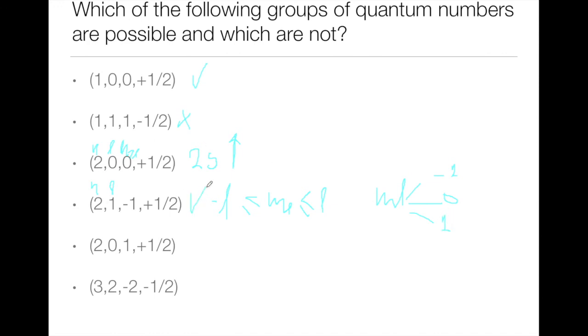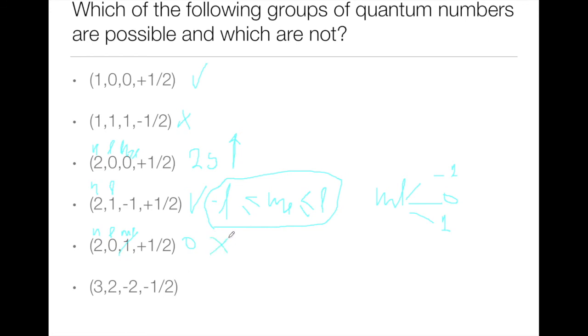Let's look at that now. n is 2, L is 0, and ml is 1. Let's remember this relationship. If L is 0, then ml is between 0 and 0. Therefore, it can only be 0. The ml must be 0. The only value it takes for the s is 0, because we said the s orbital does not have an orientation. Therefore, this is not possible.